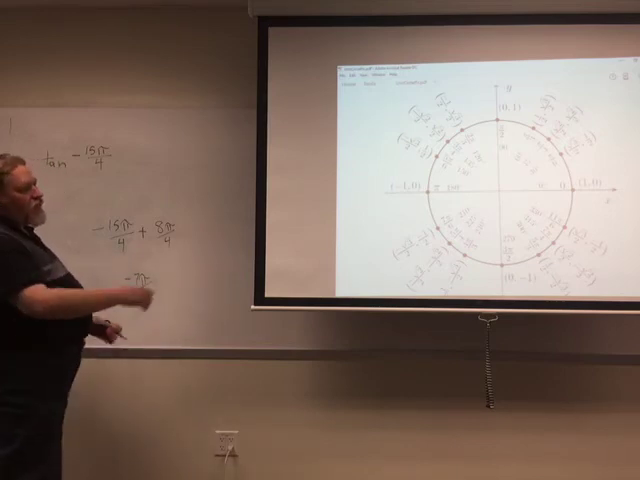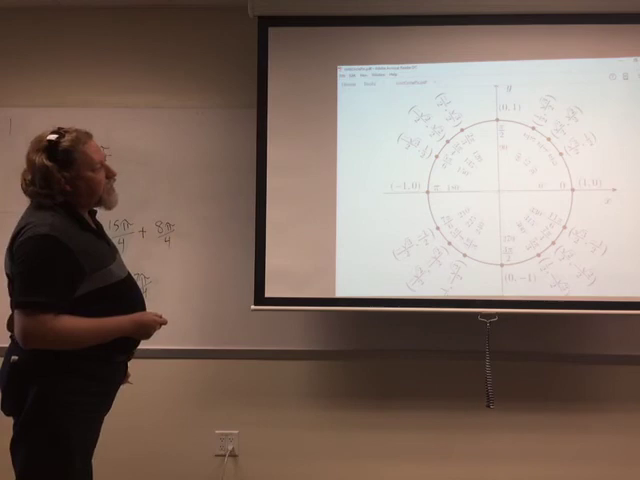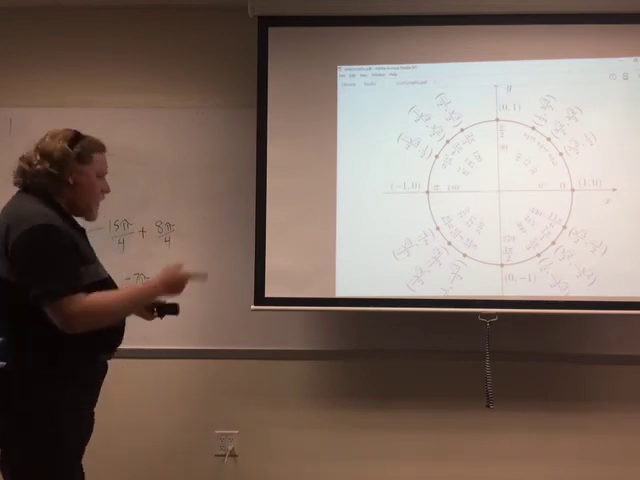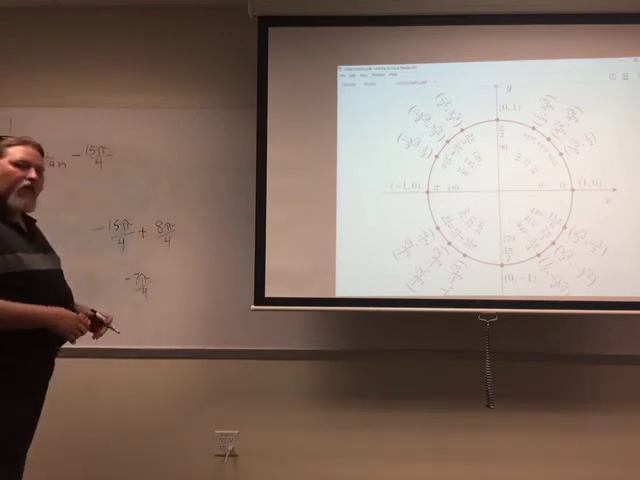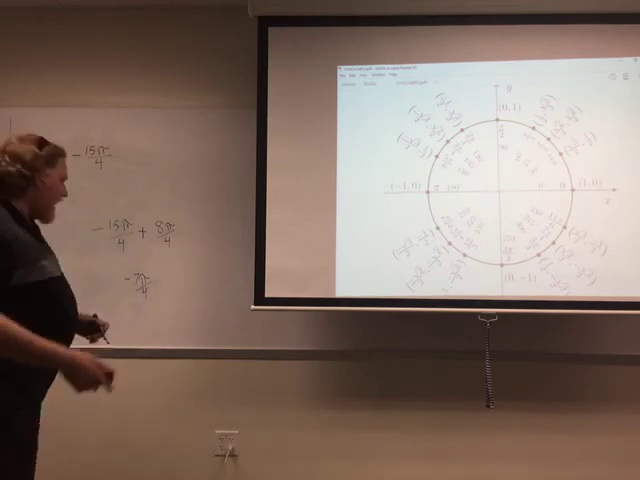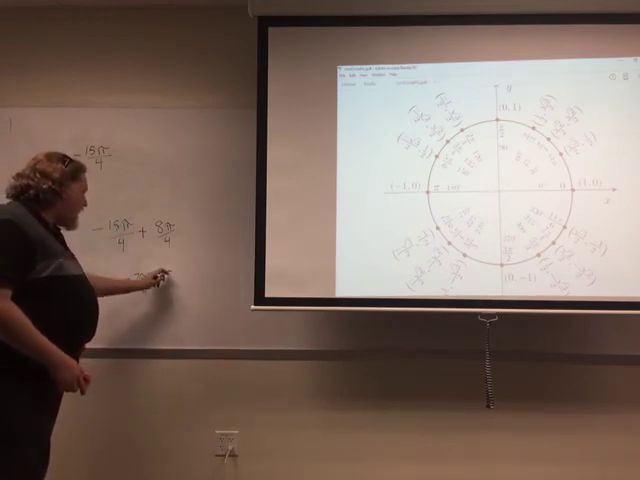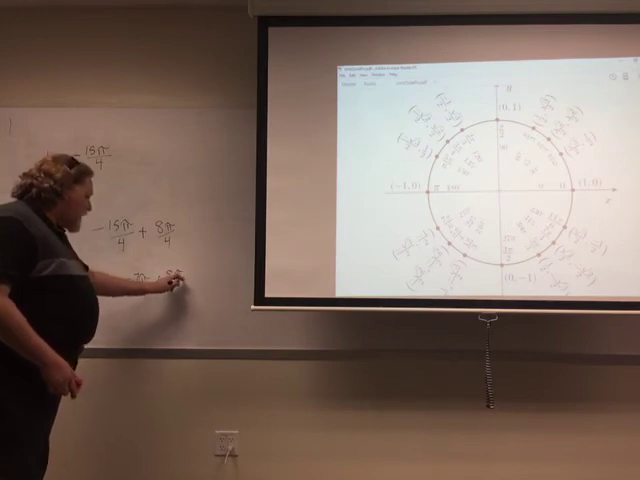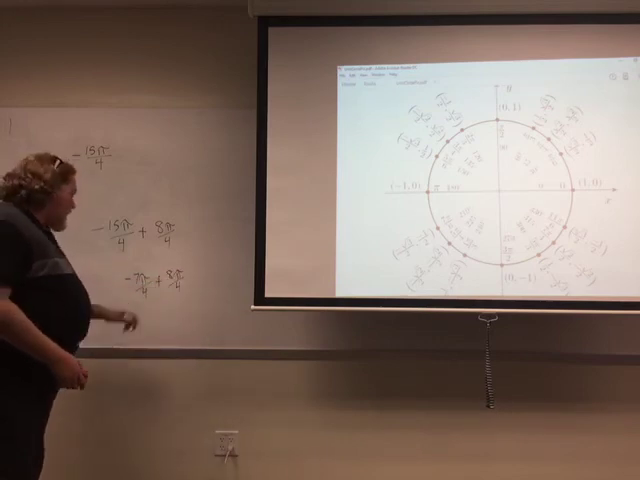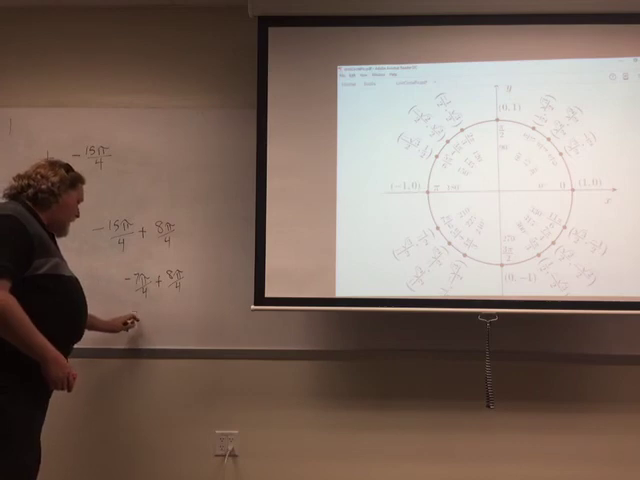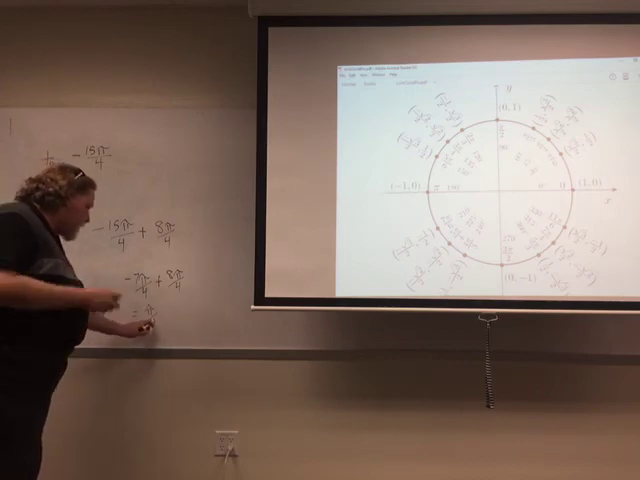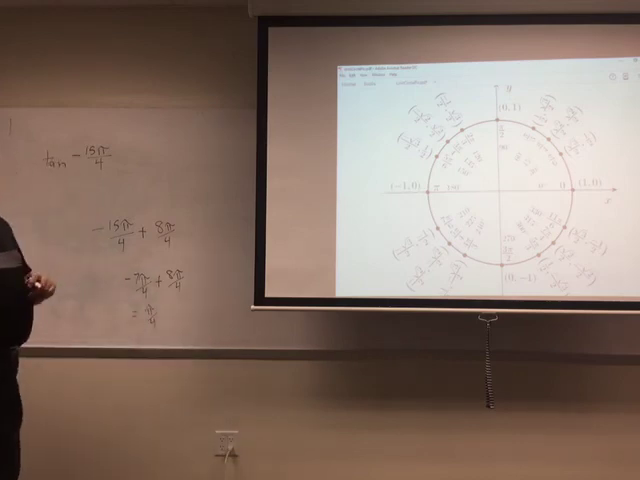So let's take a look. Is negative 7 pi over 4 on this circle? It's not, because the unit circle doesn't show any negative angles. So let's try doing it again. So now I'm going to take negative 7 pi over 4, and I'm going to add 2 pi, which is 8 pi over 4 again, and this time negative 7 plus 8 gives me pi over 4. And that is on the unit circle.